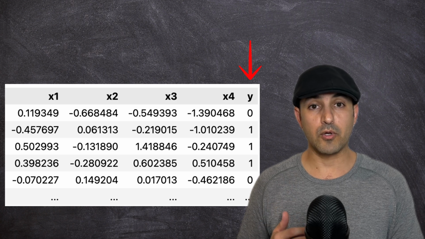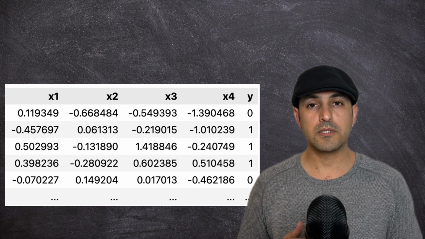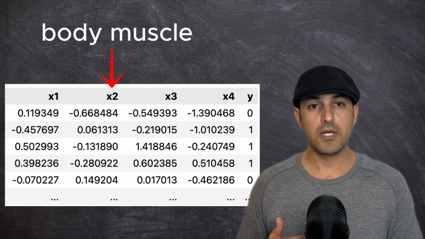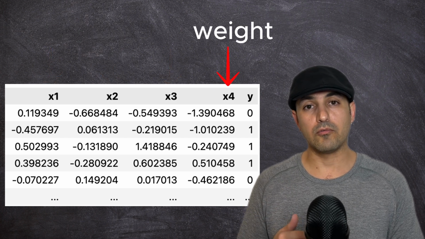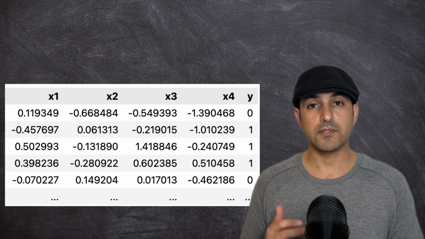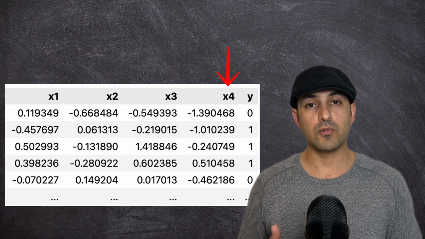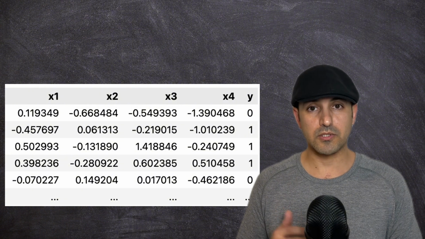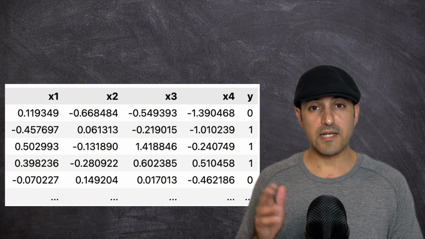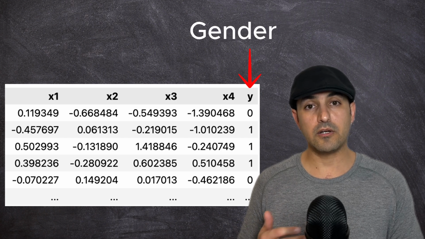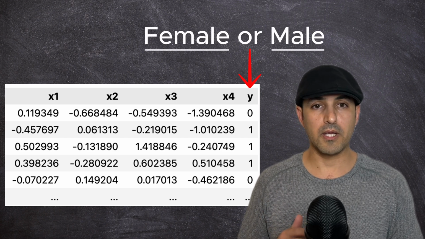Let me clarify what I mean with a few examples. Let's say I have measured the body fat and body muscle and height and weight of 1,000 people and stored them as x1, x2, x3, and x4 columns of my spreadsheet. And as the last column, which I label y, I record the gender of the person, female or male.